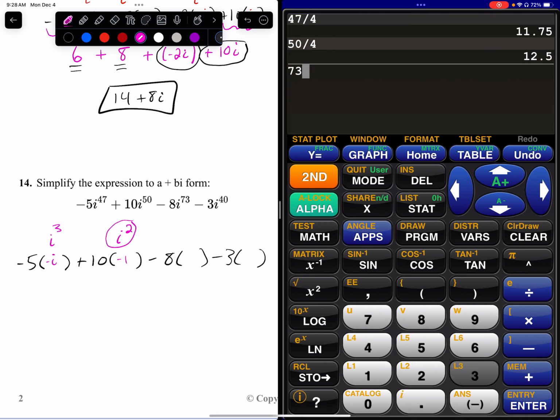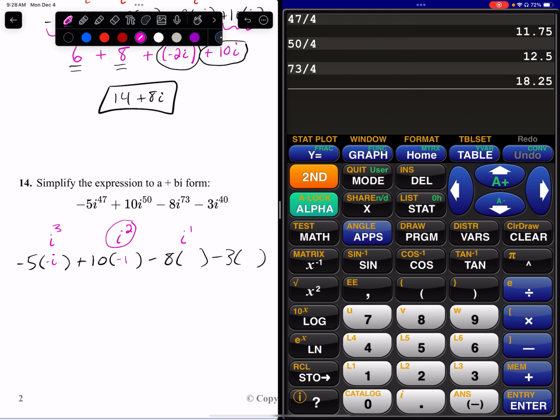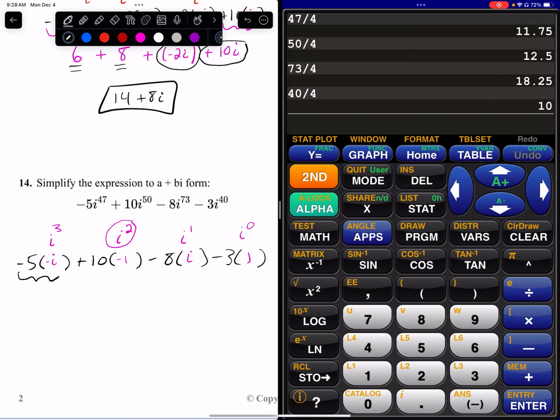You gotta really understand that i squared is -1. And then the 73rd power, I don't know what that is. Let's do 73 divided by 4, which leaves 0.25, that's 1 quarter. So i to the 1st power is just i. And the last one is 40. We just did that, but let's show you again. 40 divided by 4 is 10.0. So i to the 0th power is 1. All right, so substitute those values in, and then let's simplify. So -5 times -i is 5i. 10 times -1 is -10. -8 times +i is -8i. And then negative 3 times 1 is minus 3.